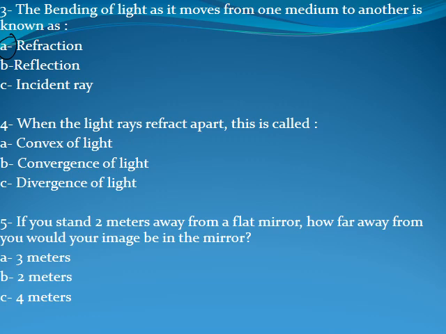Four. When the light rays refract apart, this is called convex of light. We don't have anything called convex of light. Convergence of light, divergence: they refract apart, each one goes in a direction. This is called divergence of light. If you stand 2 meters away from a flat mirror, how far away would your image be in the mirror? 3 meters, 2 meters, 4 meters. You are standing 2 meters away from a flat mirror. How far will your image be? Sure, it will be 2 meters, so this is B.